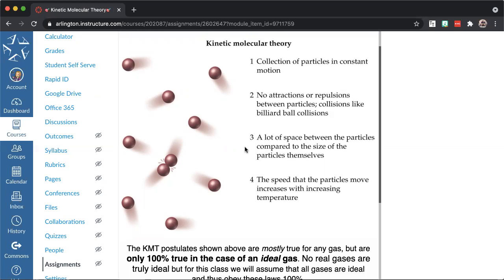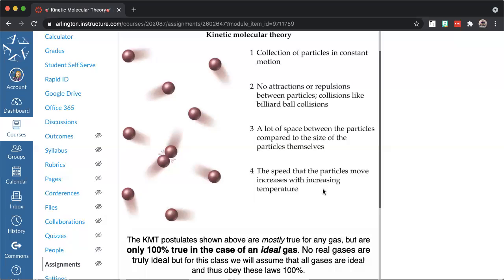So that's what number 3 is saying, is that the space or the distance between particles is a lot larger than the actual size of the particles themselves, okay? And then the last one says that the speed they move at increases with increasing temperature.